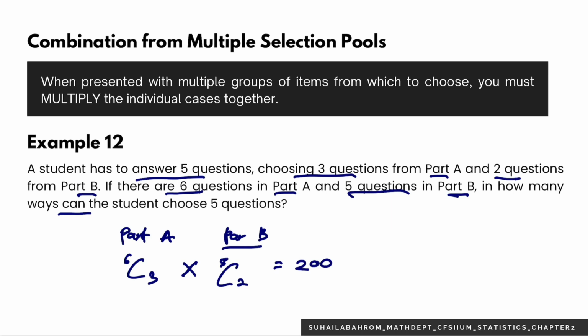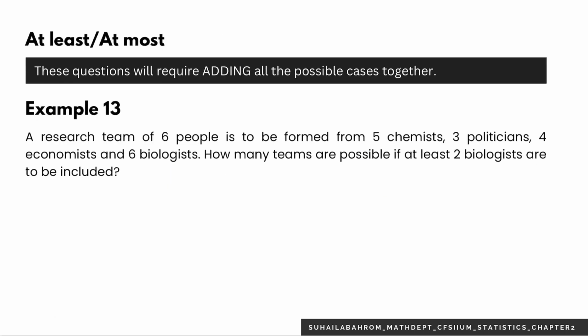So the total number of ways, we have to multiply, is 200. So it mentions here, when presented with multiple groups of items from which to choose, you must multiply the individual cases together. This is still considered one case, not different cases. Therefore, we multiply. Then we move to the at least and at most case. When we have at least and at most, we have to add all the possible cases together. A research team of 6 people is to be formed from 5 chemists, 3 politicians, 4 economists, and 6 biologists. How many teams are possible if at least 2 biologists are to be included?